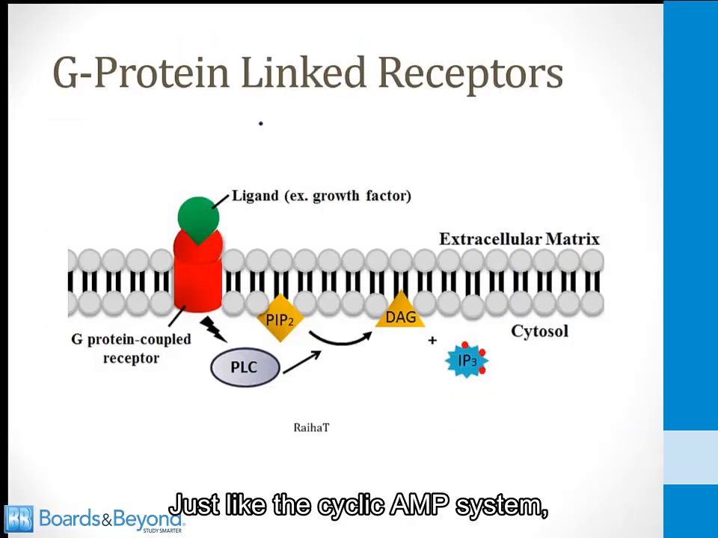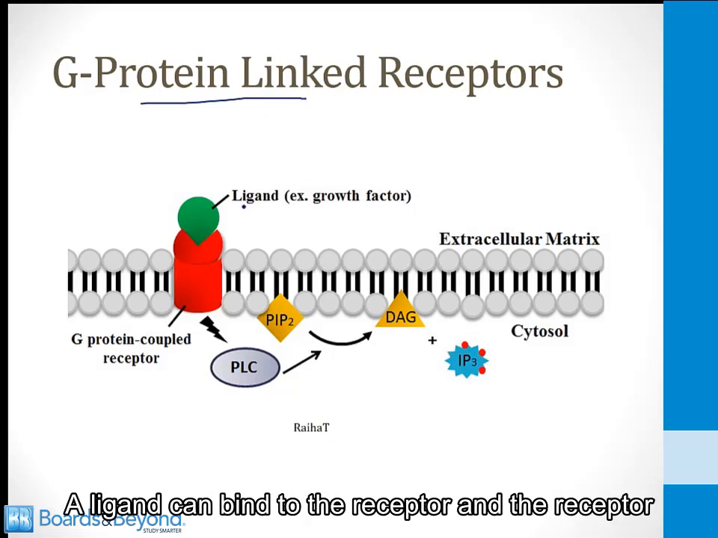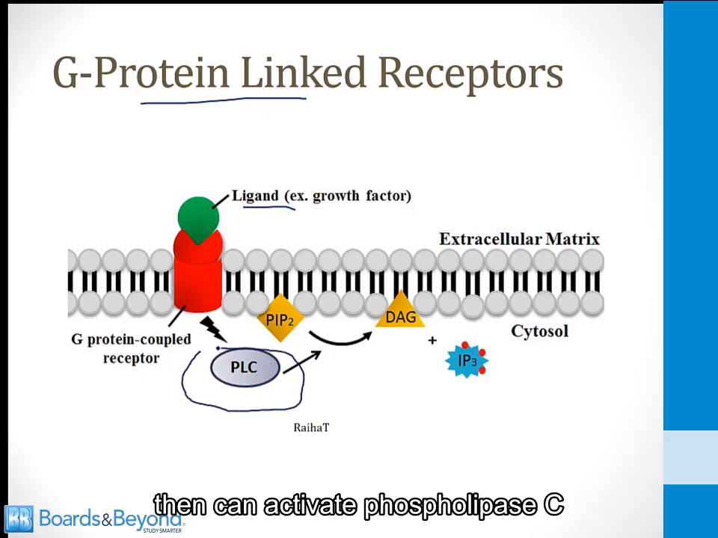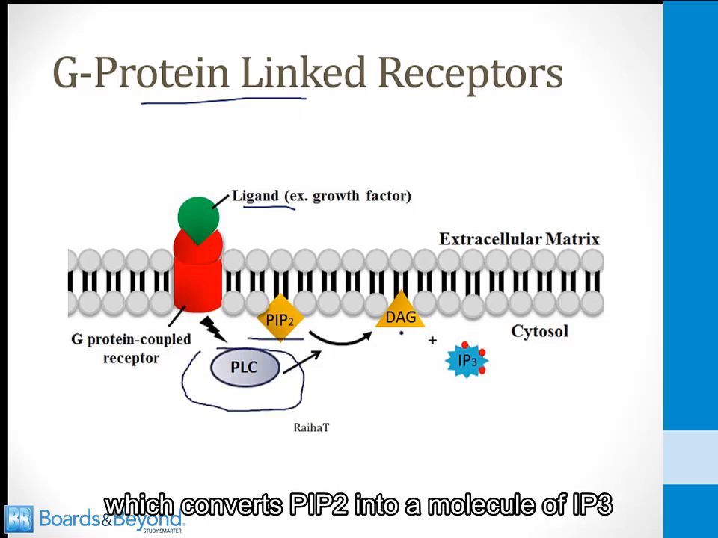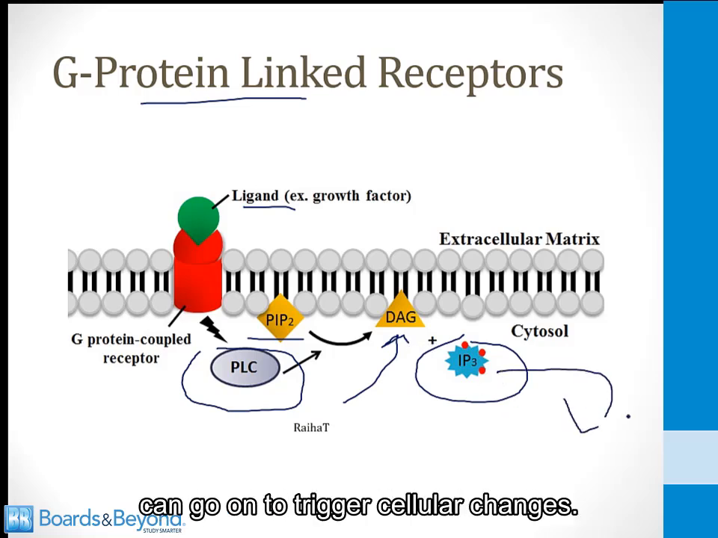Just like the cyclic AMP system, the IP3 system works through G protein-linked receptors. A ligand can bind to the receptor, and the receptor then can activate phospholipase C, which converts PIP2 into a molecule of IP3 plus a separate molecule of DAG, which is not a second messenger, and the level of IP3 in the cell can go on to trigger cellular changes.